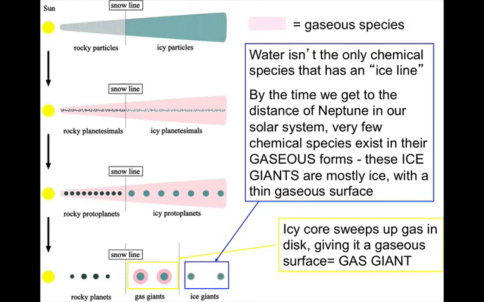So they tend to form ice giants instead of gas giants. There isn't very much gas available in the nebula at that distance to form very, very big planets like Jupiter. So what evidence is there to support this picture of solar system formation?